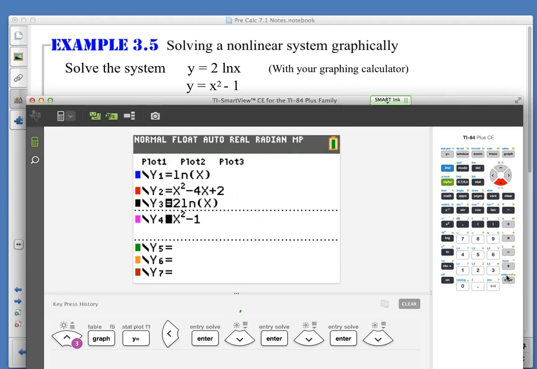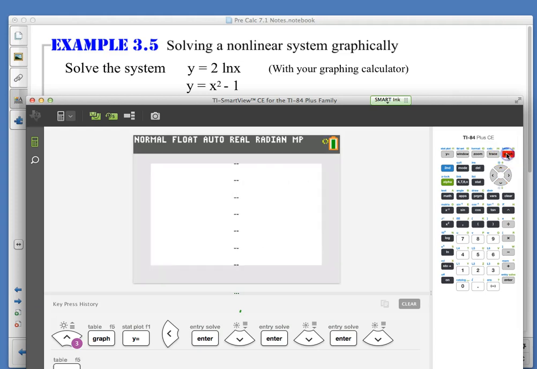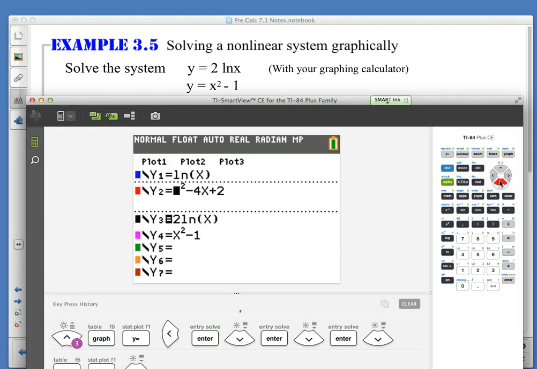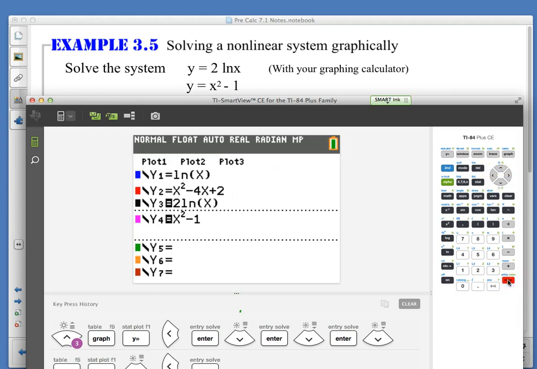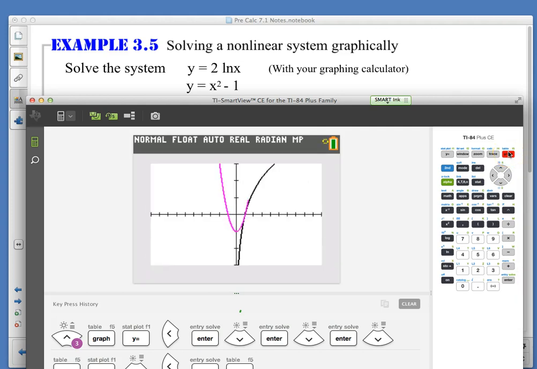Natural log of x, it's not 21n, it's 2 natural log of x and x squared minus 1. Okay, those are the 2 things I'm putting in, and I'm going to graph. There we go. And as we come through, we notice that I didn't get the other one highlighted because I'm highlight challenged apparently today. There we go. Now we'll graph.